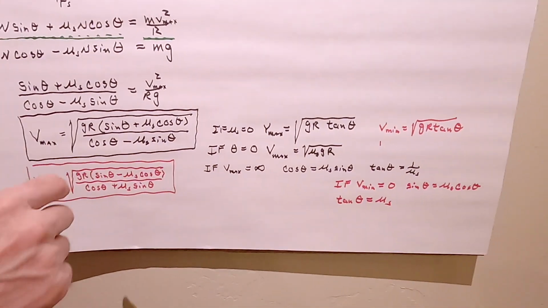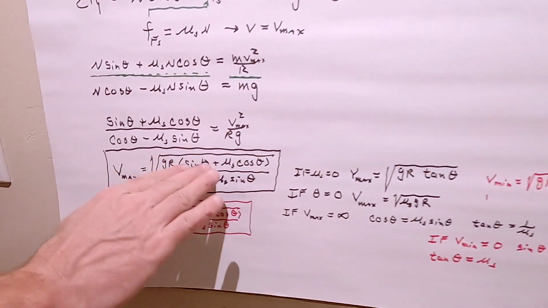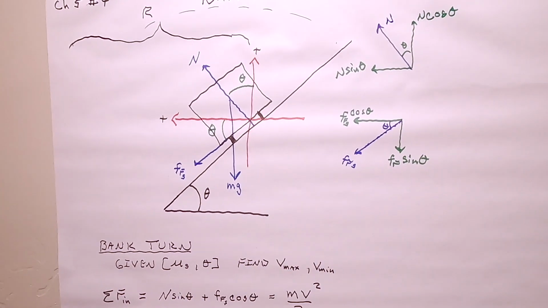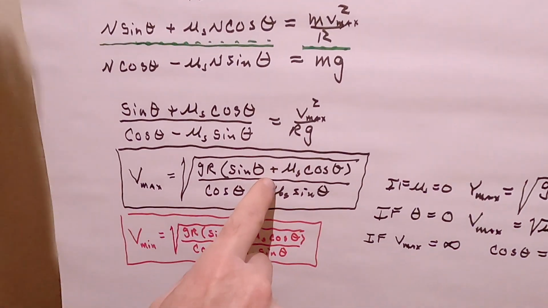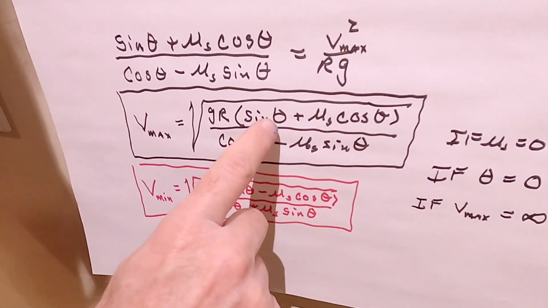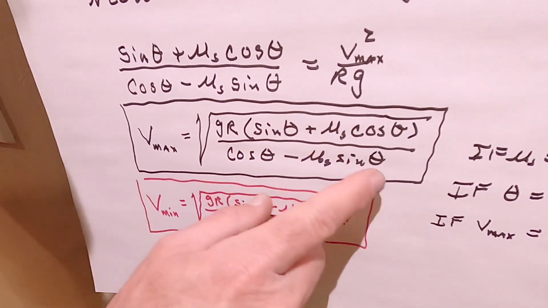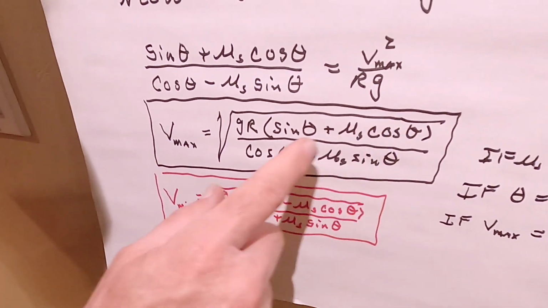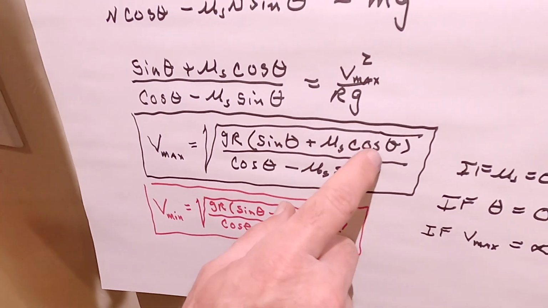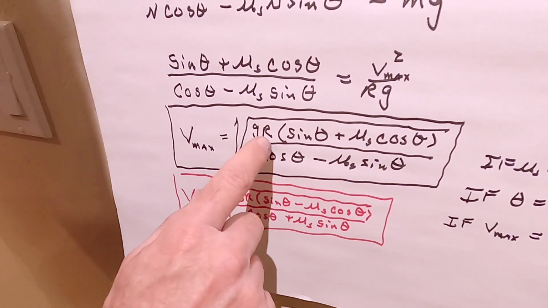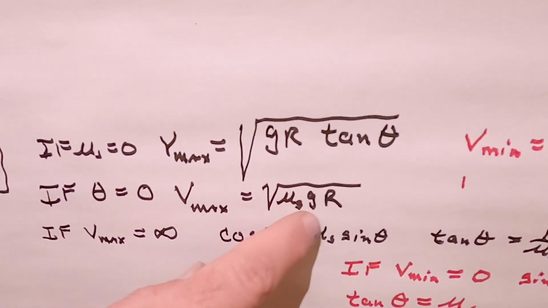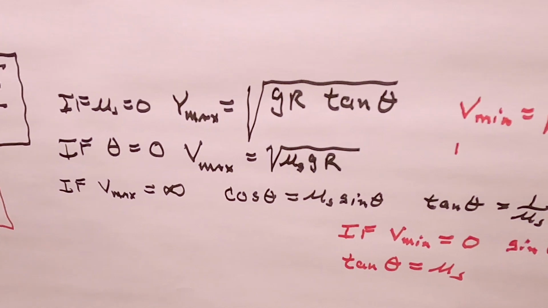Okay. Now, we could also say, what if you flatten it down? What if this thing doesn't have any bank to it? What if it's just going around a flat turn? Well, that means we could use this and plug in 0 for theta because you wouldn't be banked at all. If you plug in 0, the sine goes to 0, and this term goes to 0, and the cosine goes to 1, and that goes to 1. So the whole denominator is just 1. The whole numerator is just mu_s times gR, and that's where we get the maximum speed on a flat turn. That's the maximum speed you can go.